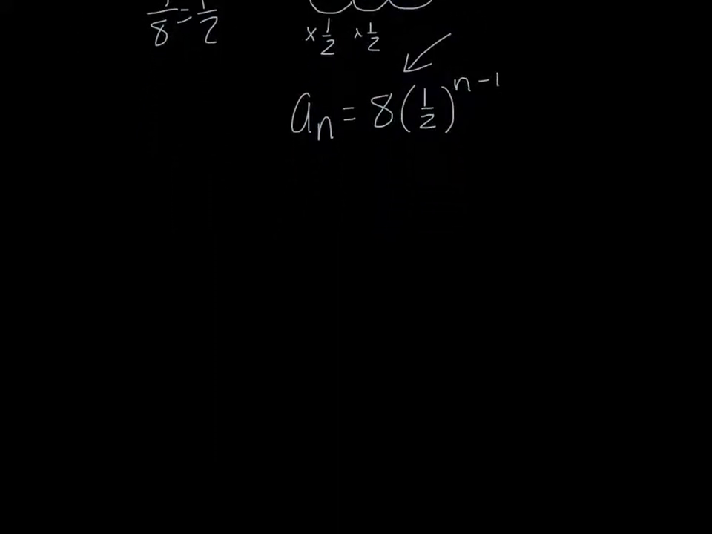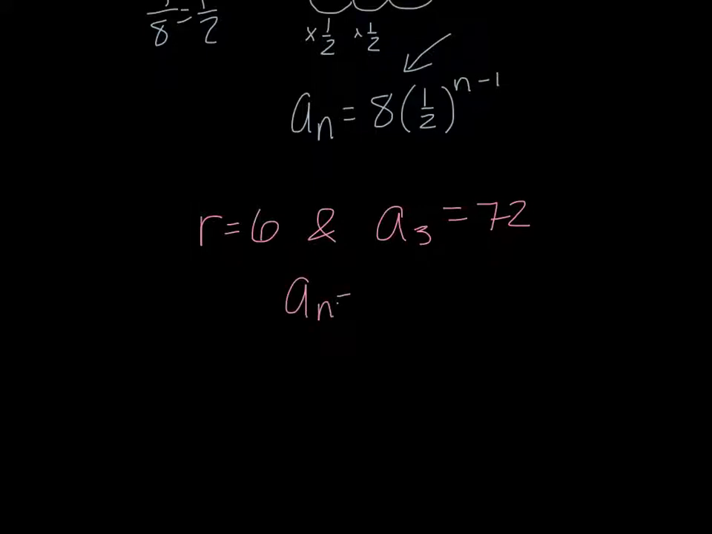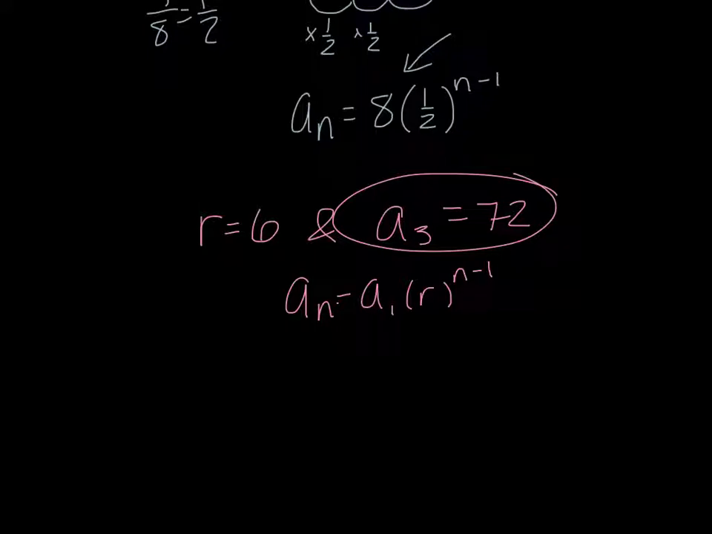So let's say we have that r equals 6, and we're told that a sub 3 equals 72. And now we need to figure out the general rule. Well, we have to figure out a sub 1. We don't have that. So to do that, we're going to start plugging into our equation and plug in what we know.